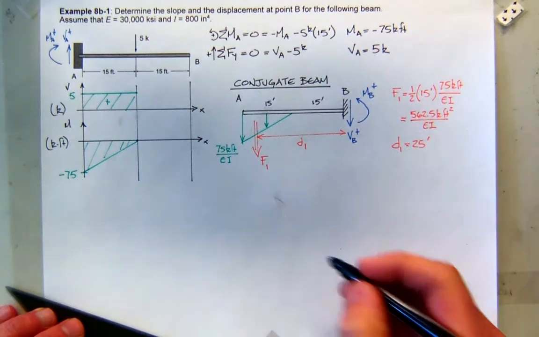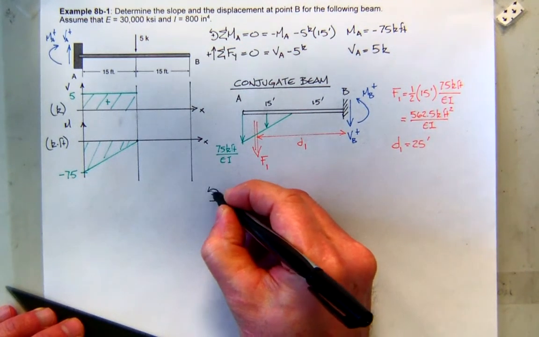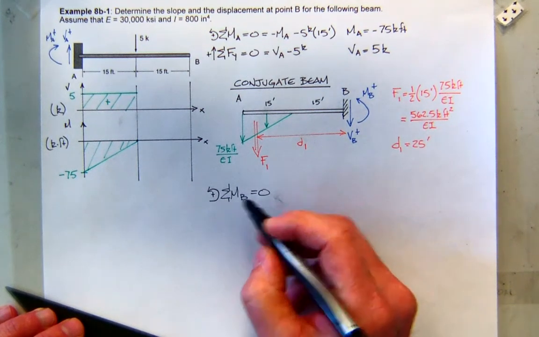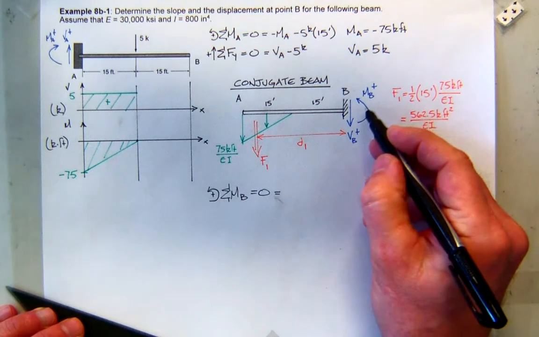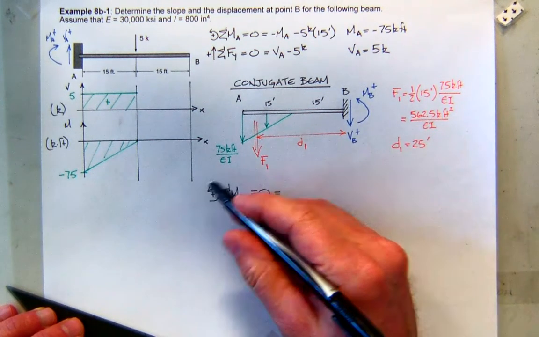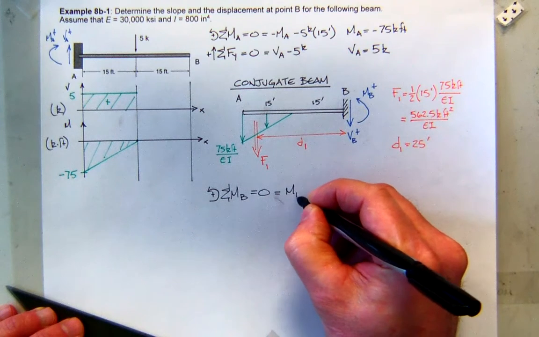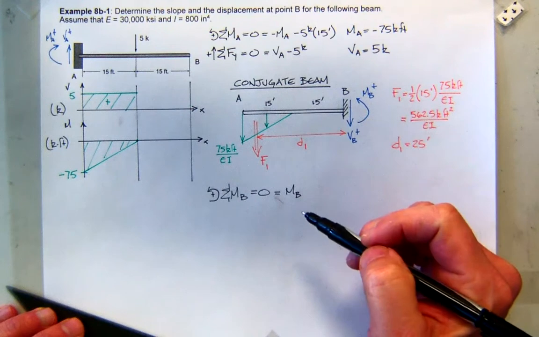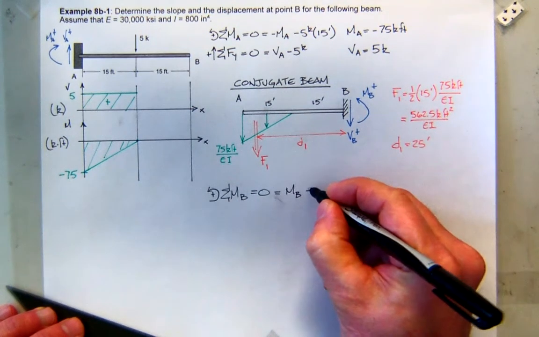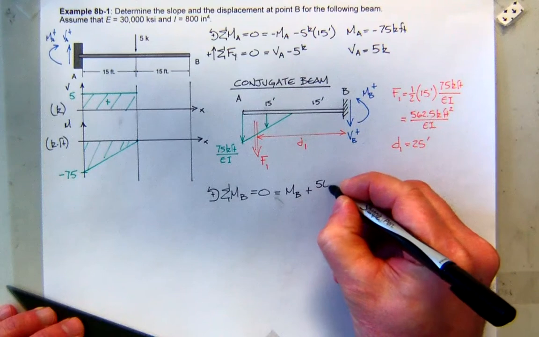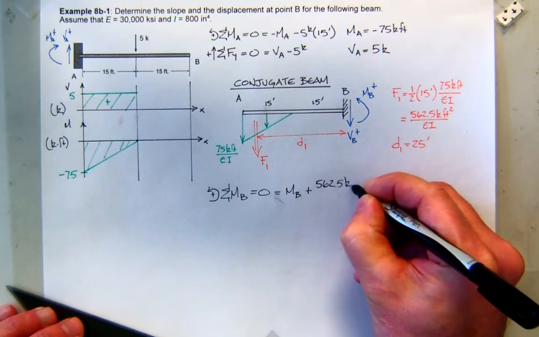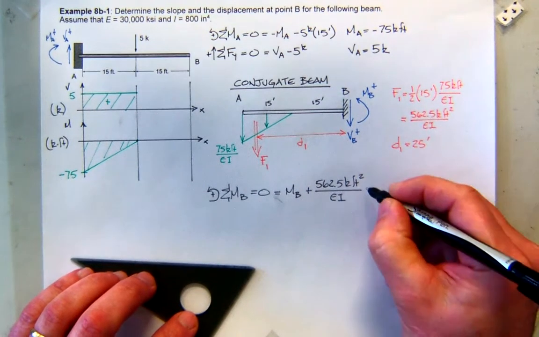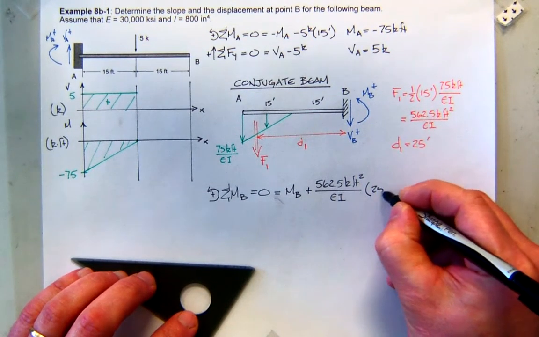So let's just find those reactions. I'll start by summing the moments at B, to make sure it's in equilibrium. I'll use the right-hand rule. So the moment at B, is that positive or negative with my sign convention? Positive. This equivalent force F1, what kind of moment is it creating about B? Positive or negative? Positive. So it'll be F1, which is 562.5 kip feet squared, divided by EI, times distance D1, which is 25 feet.